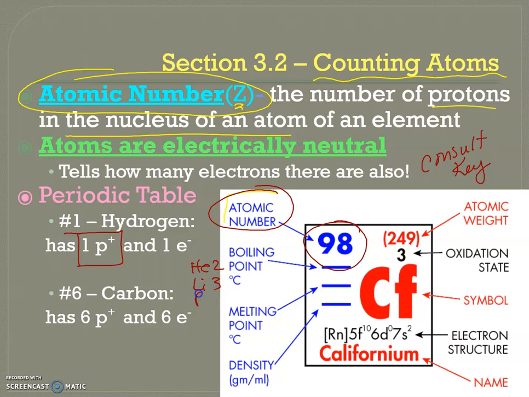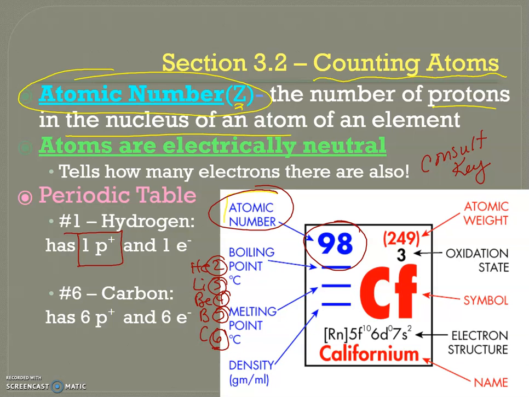Lithium is 3, beryllium is 4, boron is 5, carbon is 6, etc., as you go on, and that is the order that they are in the periodic table. It is not alphabetical, it is not chronological, it is done by their number of protons, and it's really cool.